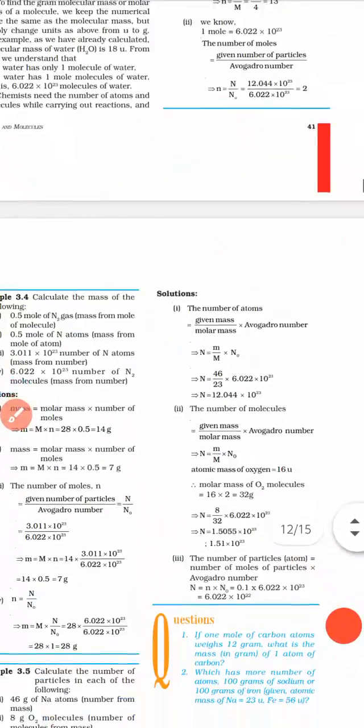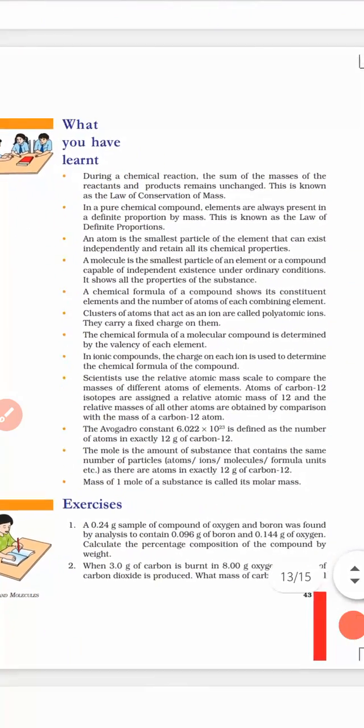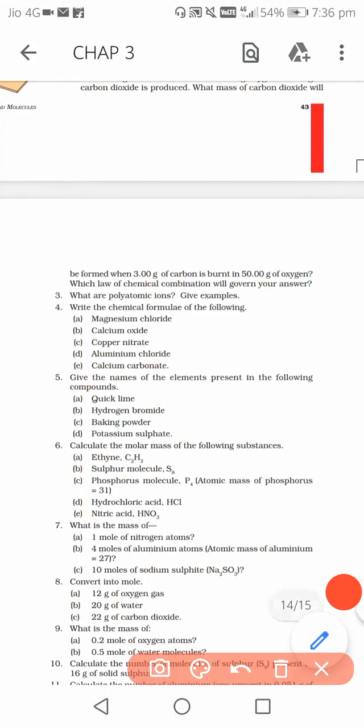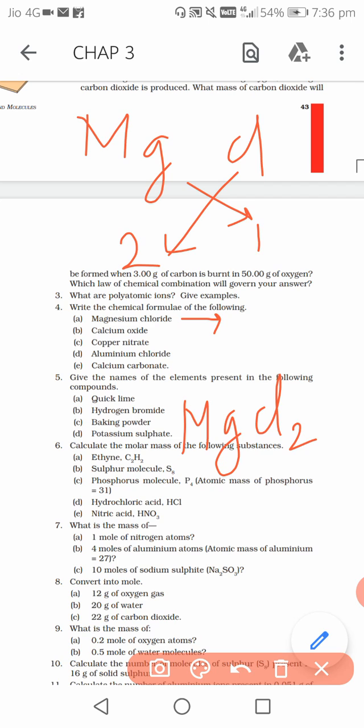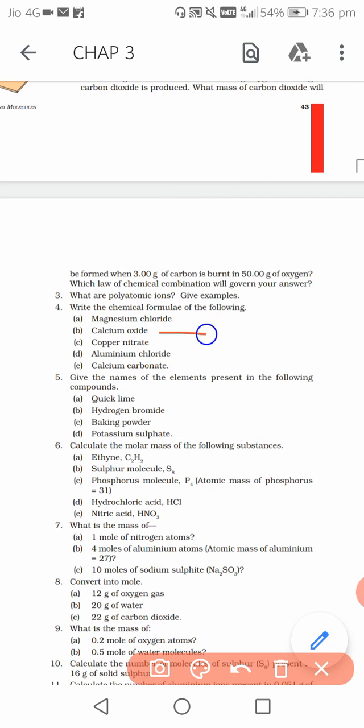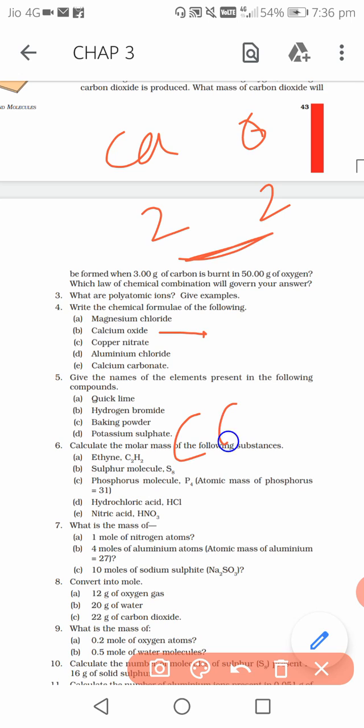Then next is question number 4, chemical formula. First one is magnesium chloride. What should it be? Magnesium 2, chlorine 1, it goes like this, so it becomes MgCl2. Calcium oxide: calcium 2, oxygen also 2. If it is the same 2 and 2, then we don't write any suffix, calcium oxide.